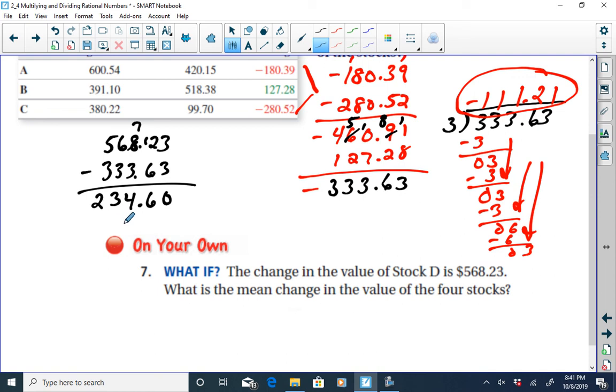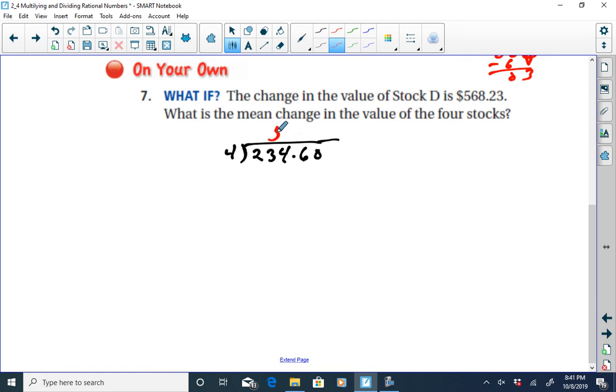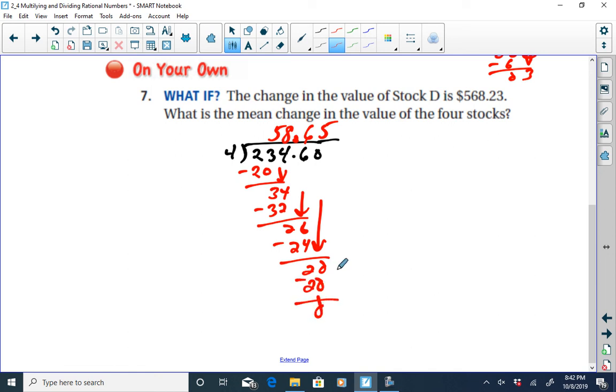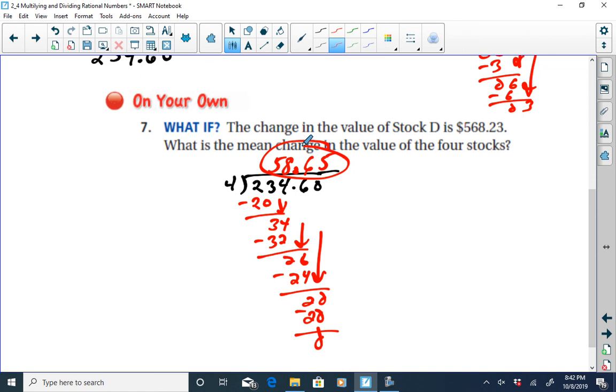So we have 234.60, but now we have to divide that by 4, right? So we're going to do 4 into the 234.60, right? Because the mean now has another number, so we're dividing that by 4. 4 goes into 20 5 times. Subtract, we'll get 3. Bring down the 4. 4 goes into 34. 4 times 8, right, is 32. Subtract, I get 2. Bring down the 6, decimal point. 4 goes into 26. 6 times. 6 times 4 is 24. Subtract, I get 2. Bring down the 0. That's going to be 5 times. 5 times 4 is 20. Subtract, we get 0. Right, so that mean change is going to be 58.65 because we're dividing a positive number by a positive number. So that would be the mean change in value.